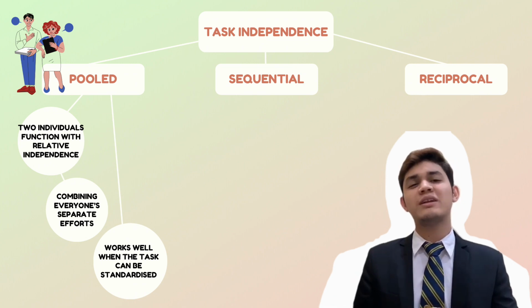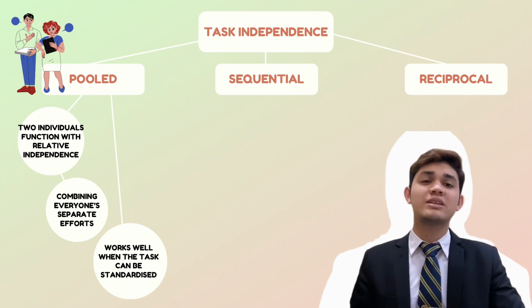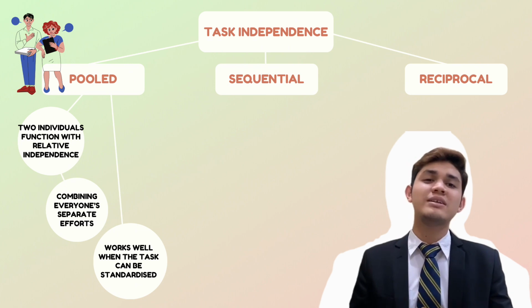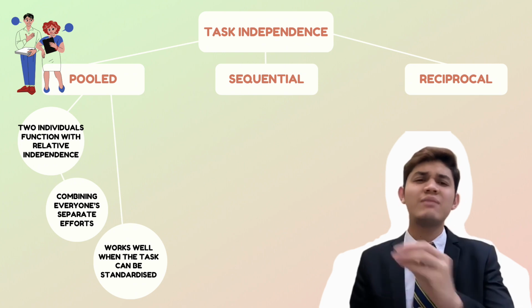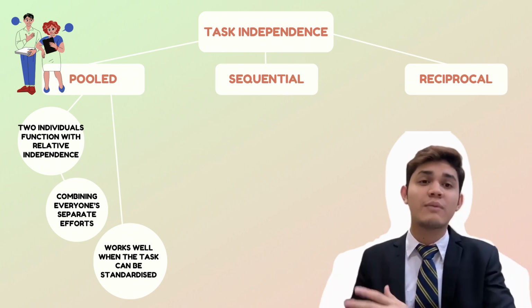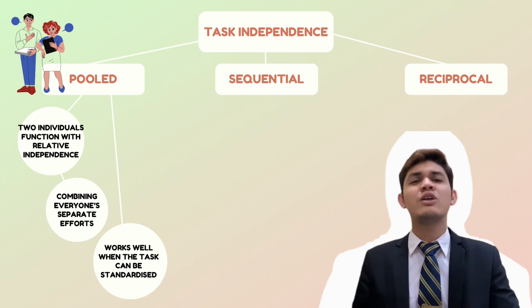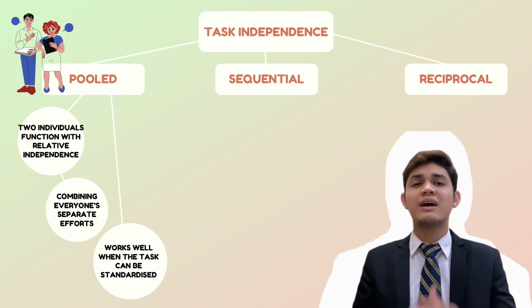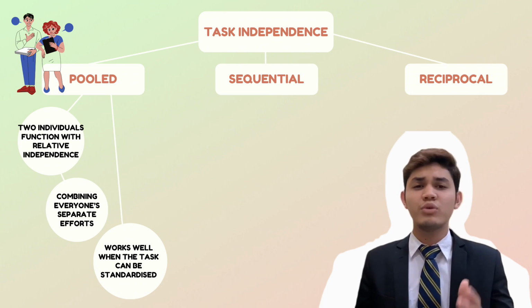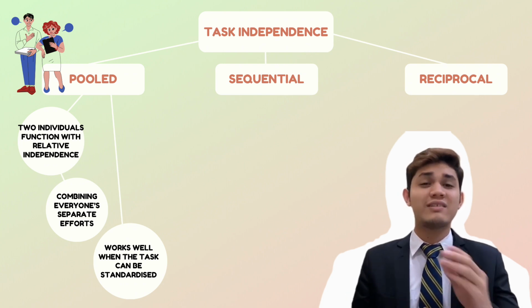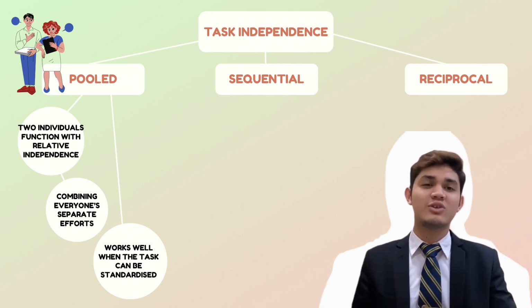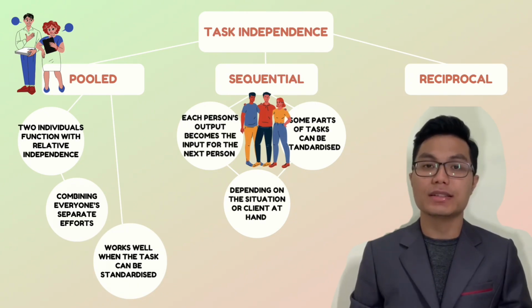Moreover, pull interdependence is when the team accomplishes tasks simply by combining everyone's separate effort. Pull interdependence is an effective design when your team members are doing the same task in parallel or are doing part of a task that can easily be combined to achieve the overall task. This interdependence works well when the task can be standardized. An example of pull interdependence would be if an assembly shop had a number of employees, each working alone to assemble radios. The second level of task interdependence is sequential.